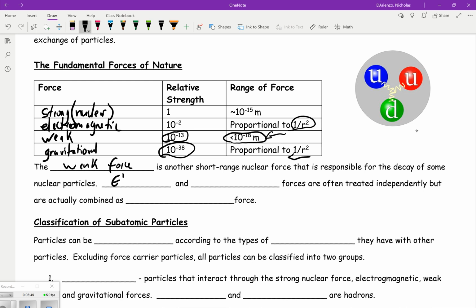Now the electric and magnetic, we dealt with these separately this year. And then we talked about combining them. We often treat them independently, but they're actually combined as one, as the electromagnetic force, which we talked about in Unit 8.